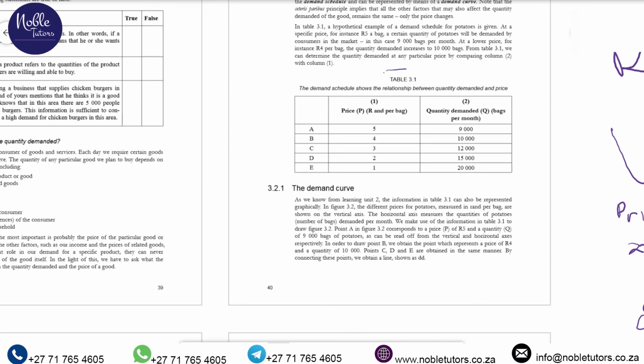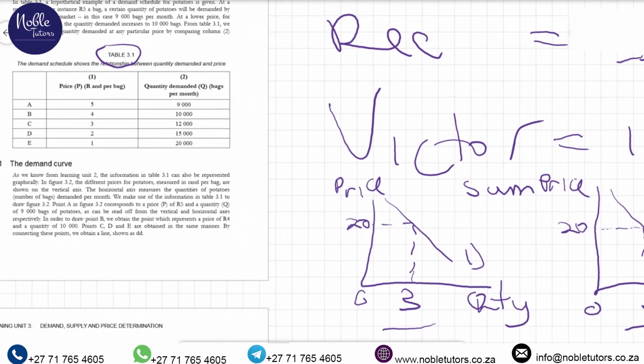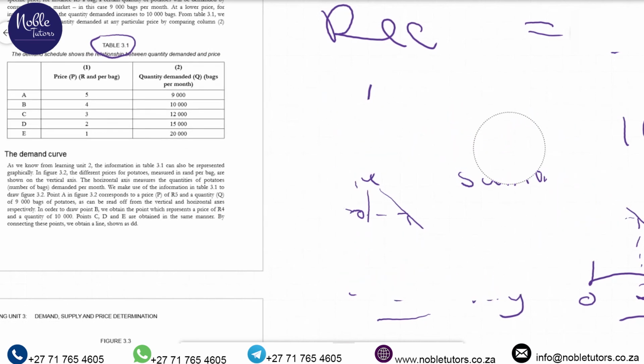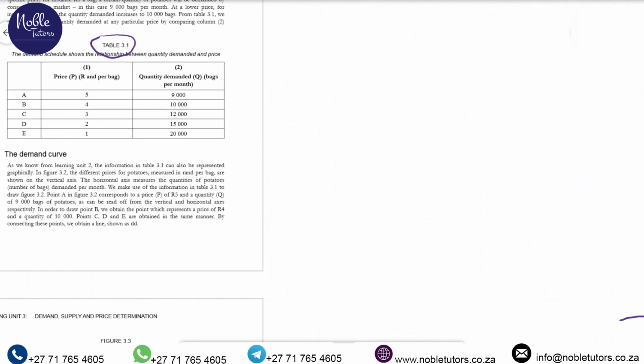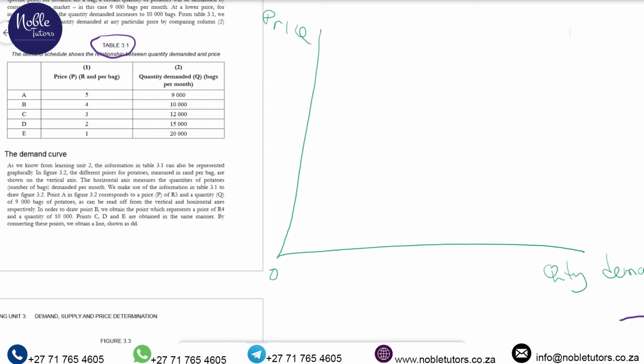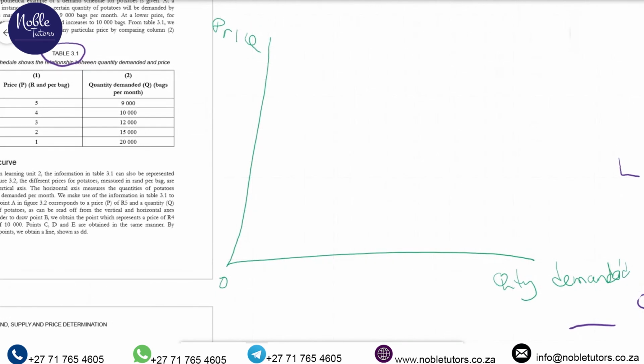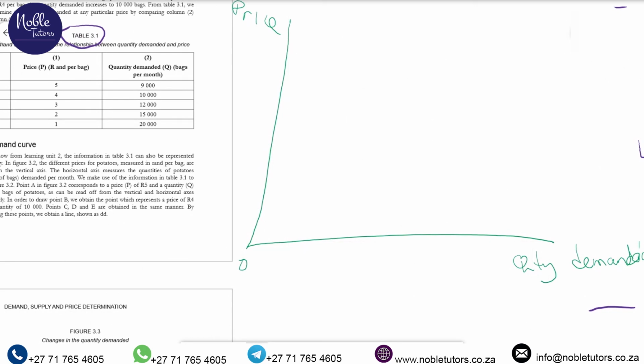This is another demand schedule on table 3.1. And with this demand schedule, we can draw another demand curve. Let us try to draw another demand curve using this demand schedule to concretize our understanding. Then here I will try to do it fast. It's a rough sketch, okay? 0 here. Then prices, it's on this side. Then this side, quantity demanded. Bags per month.